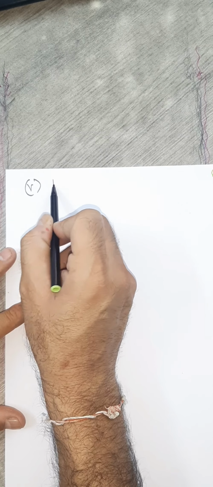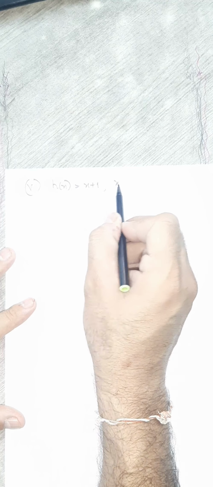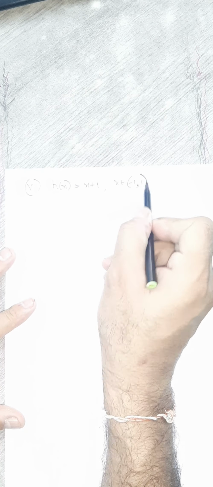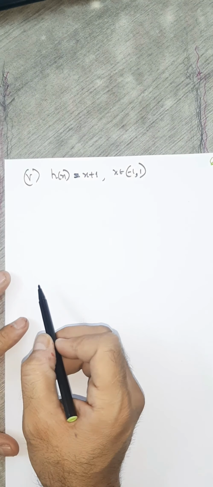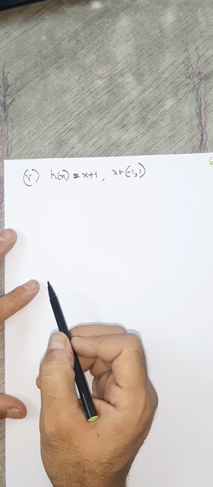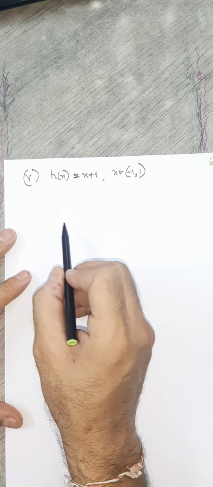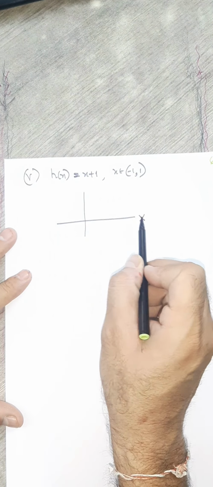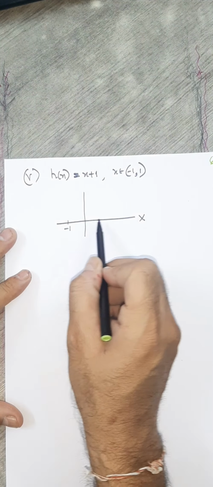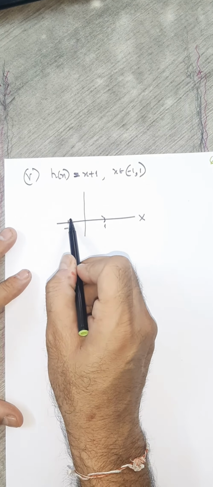Their domain is different. Yes, in the fifth sub question, h(x) equals x plus 1, where x is from the open interval minus 1 to 1. Now here you can just do it by differentiation also. This is a straight line, you know very well, from minus 1 to plus 1. Open interval means these two numbers are not included.